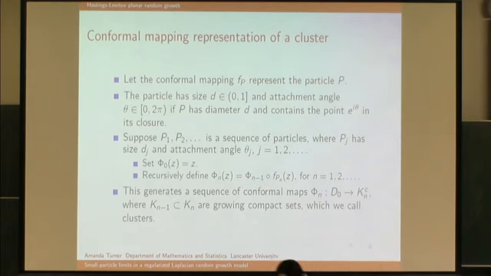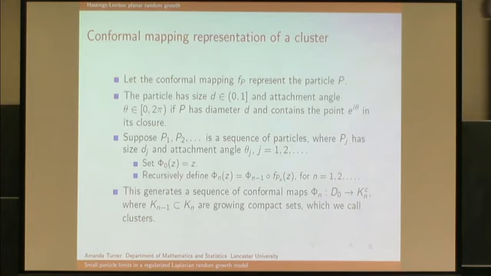Well, it helps if I draw a picture to illustrate this process. So just to first of all display a bit of notation, we say that the size of a particle is d if it has diameter d, and we say it has attachment angle theta if theta lies in the closure of the particle P. So supposing now we have a sequence of particles P1, P2, etc., and that to each particle we know what its diameter is and we know what its attachment angle is. So we iteratively construct our cluster in this way.